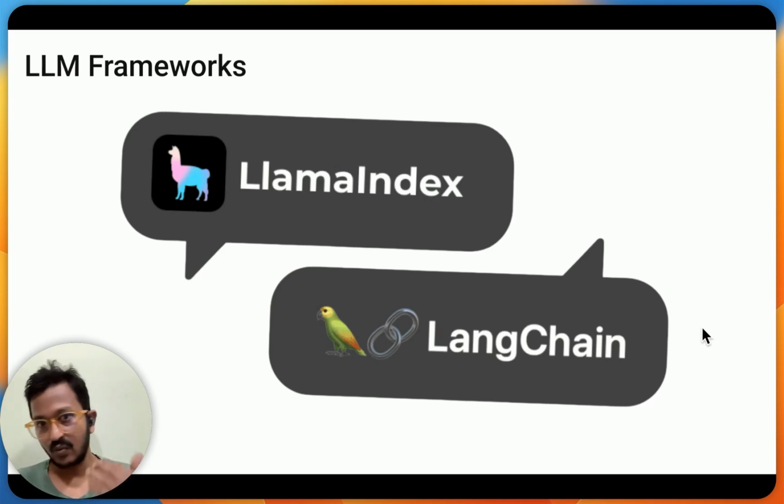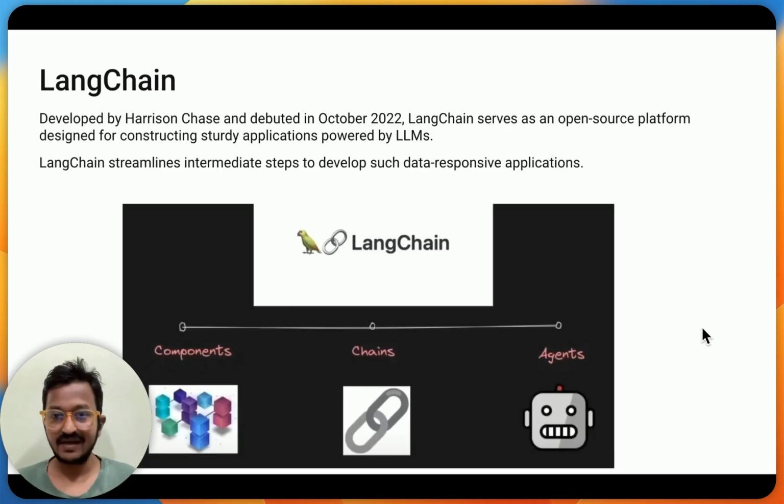So we'll talk about them one by one. LangChain is an open source platform to help you build LLM powered applications. Just understand that it's very simple, and it's developed by Harrison Chase, and it came out in October 2022. LangChain basically streamlines the intermediate steps that we saw in the chatbot creation, and AI applications, so that you can develop very data intensive applications.